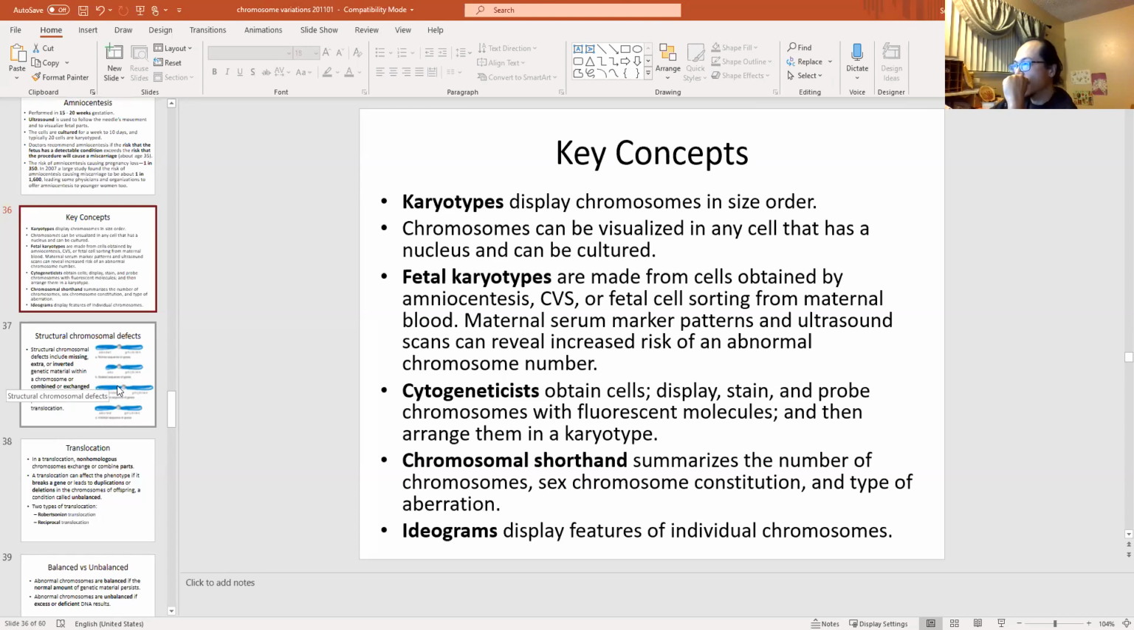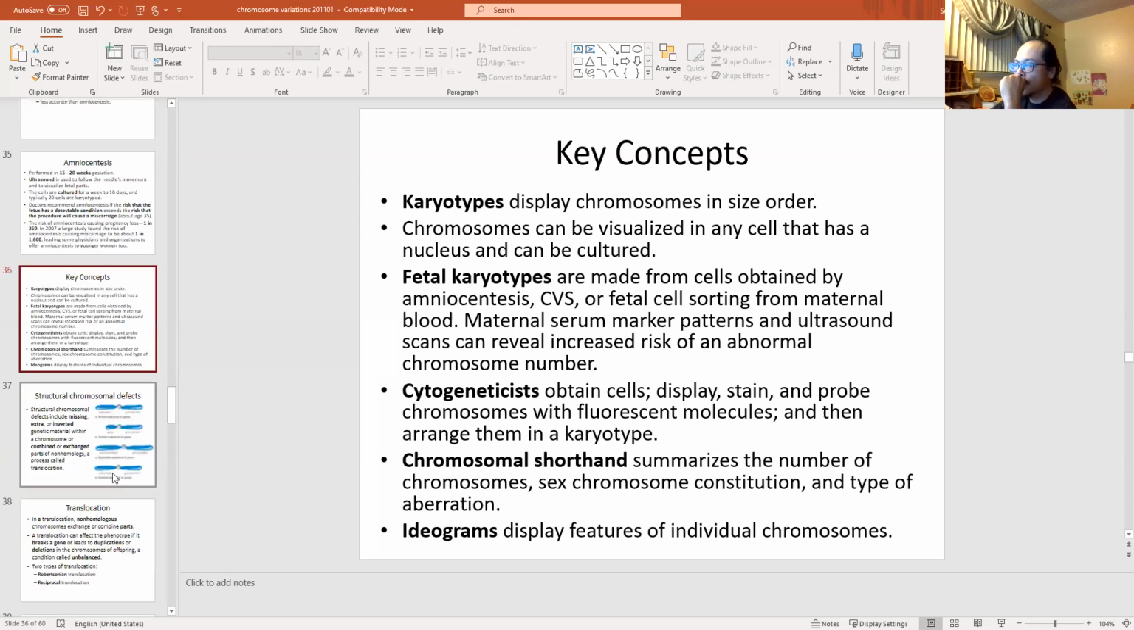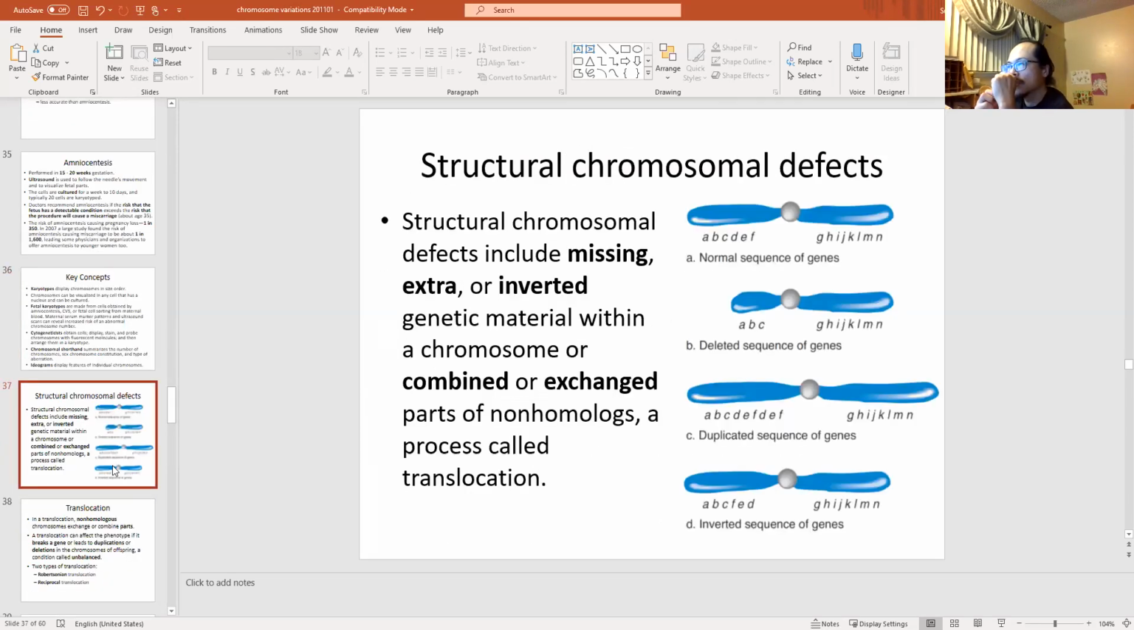Karyotype is a way to analyze chromosome abnormality, aneuploidy, basically. Now let's look into more of this chromosome abnormality, structure defect. Say this is a normal chromosome, right? And then we may have a deletion. We may have a duplication, like A, B, C, D, E, F, and D, E, F extra. We may have the inverse. So where it's supposed to be D, E, F, but D, E, F is inversed.